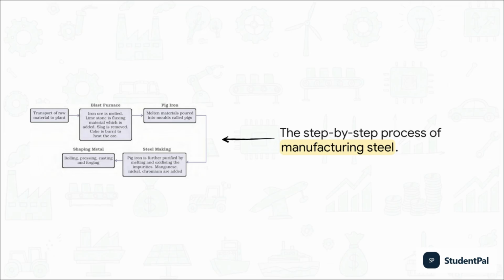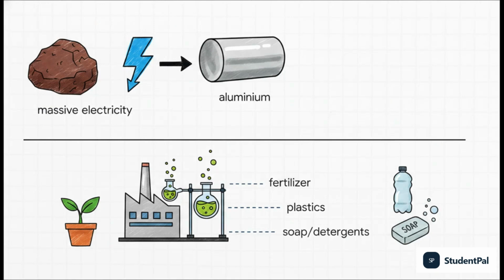But wait, we're not done. In the steelmaking phase, that pig iron is further purified by melting and oxidizing the remaining impurities. We usually add a bit of manganese, nickel, or chromium to harden it. Finally, we get to the shaping phase: rolling, pressing, casting, and forging it into the steel beams that hold up our cities. While iron and steel might be the backbone, other mineral-based industries are definitely flexing their muscles too.